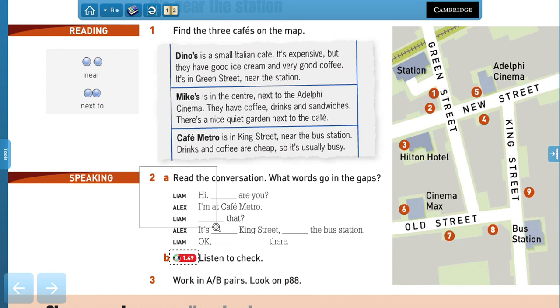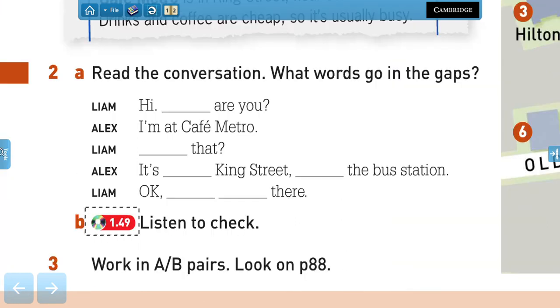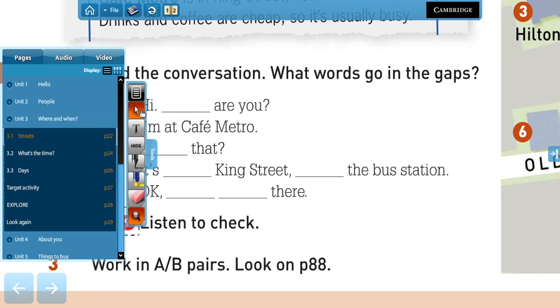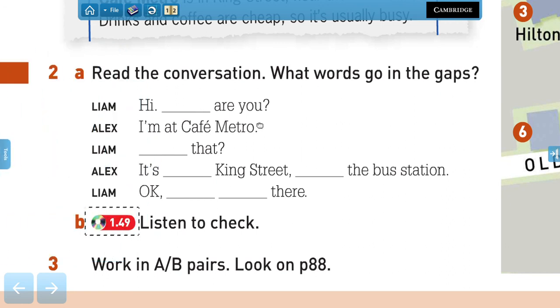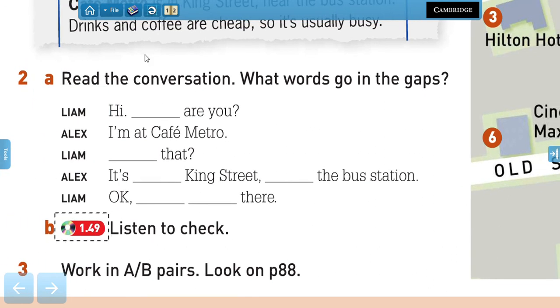Now, final activity. Here we have a conversation using the vocabulary that we have studied. What I want you to do is to complete the sentences with the words that you need. So please pause the video and complete the sentences. Are you ready? Now I will show you the answers.